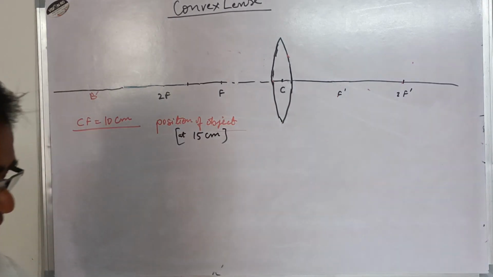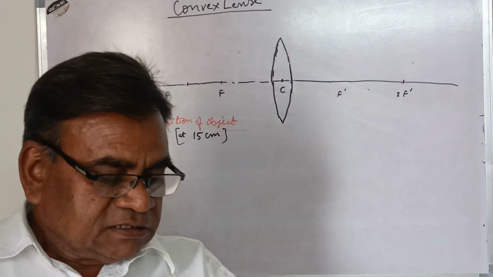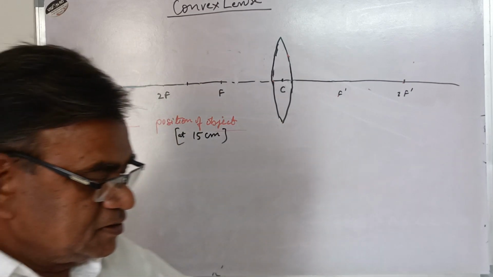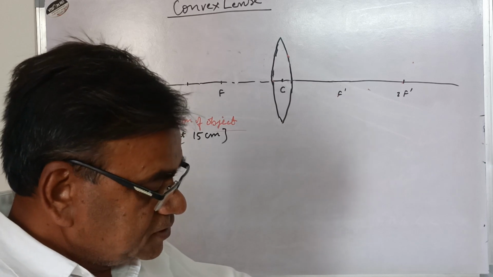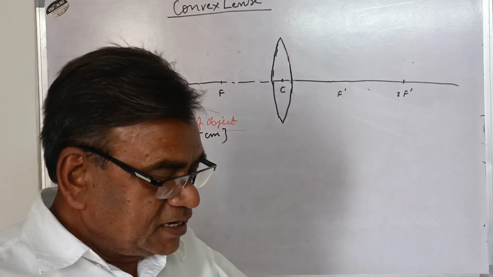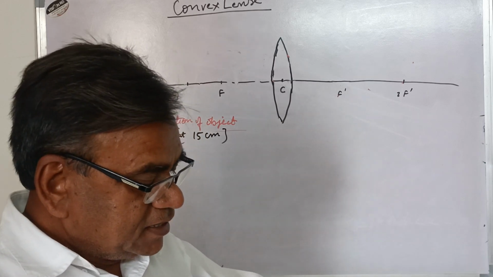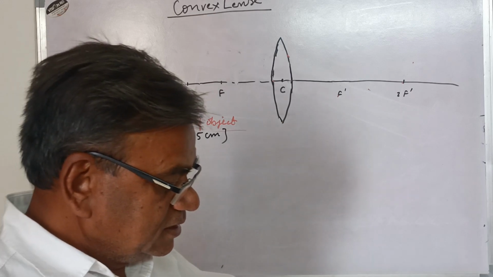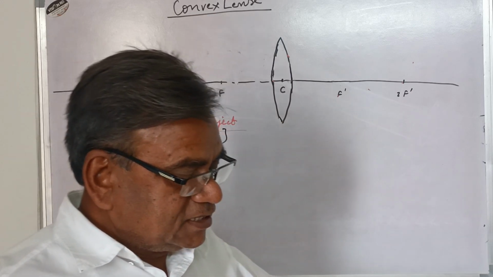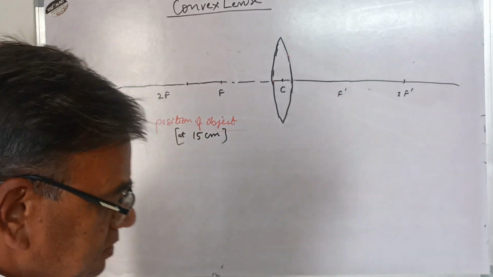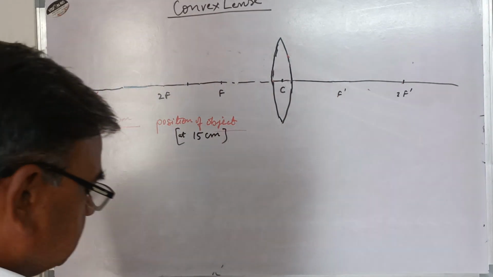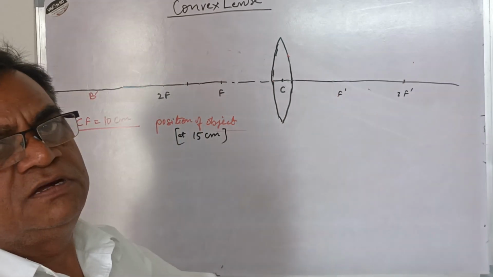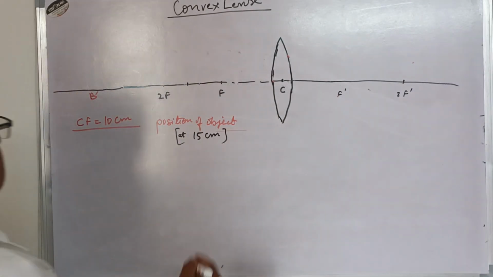Now वही विकल्प, all the 4 options: diminished real, magnified real, magnified virtual, ये तो आप देख चुके, magnified virtual ये केस है नहीं, and image of the same size as the object. So let us first, how can you guess? You draw the figure and you can find out the actual thing.